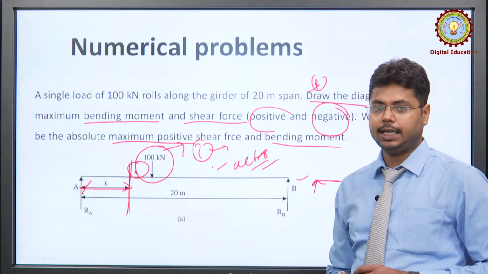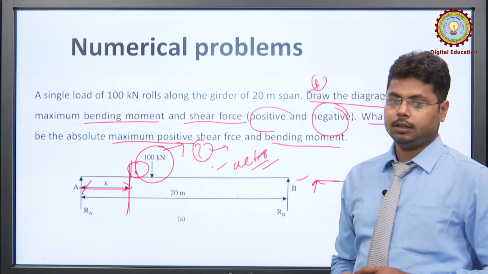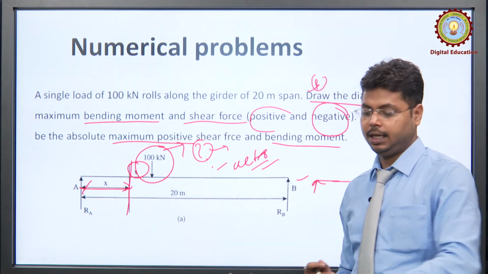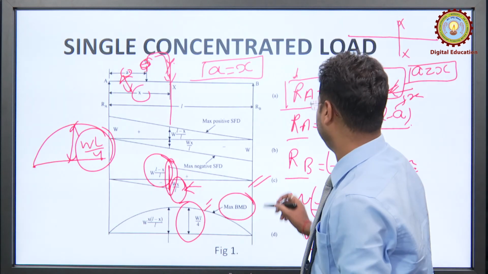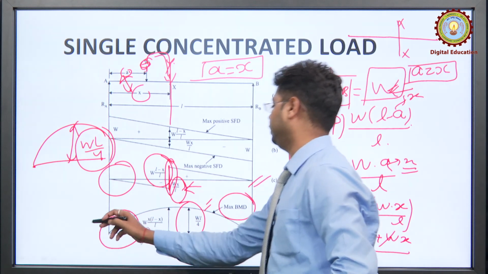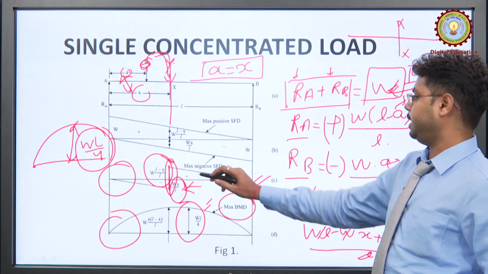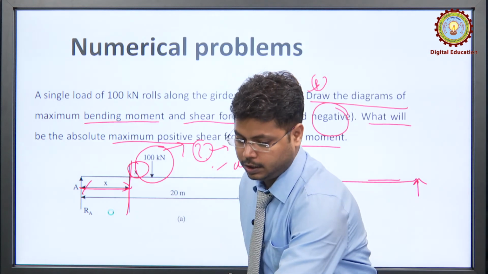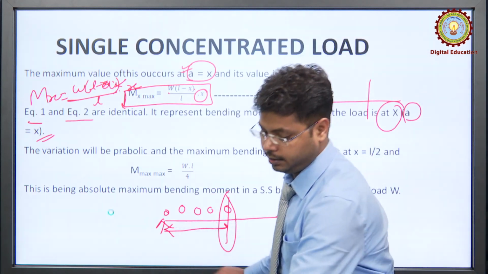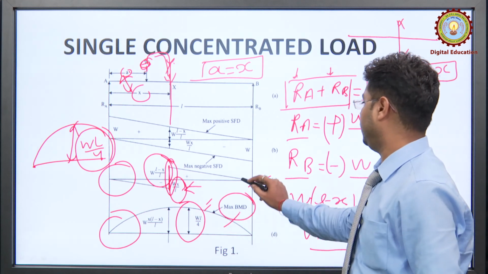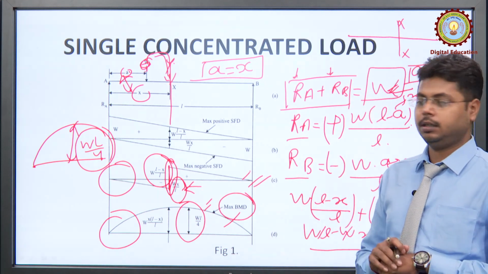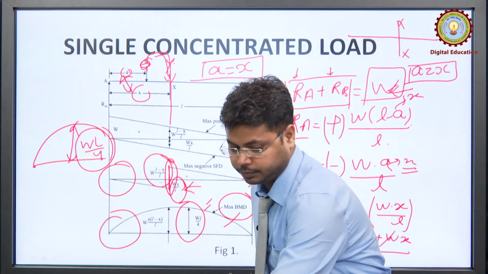In the previous slides we discussed some topics on shear force and bending moment, and the diagram will come like this. This is the same problem we discussed here. You just have to put in the values and get the answers. Okay.